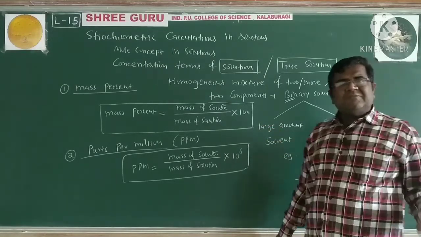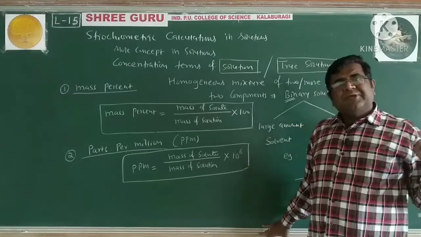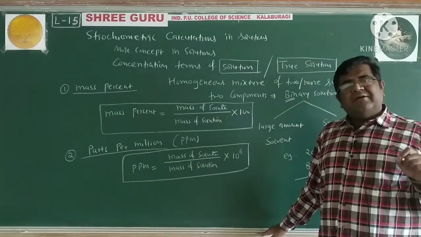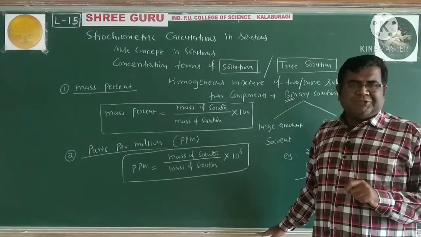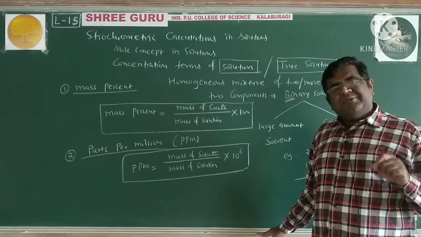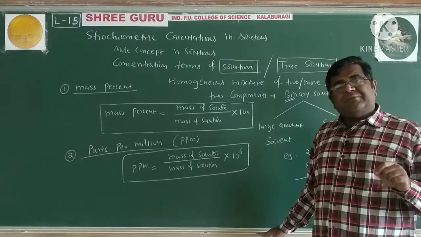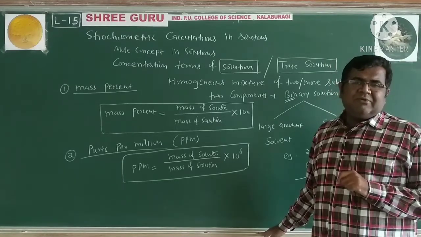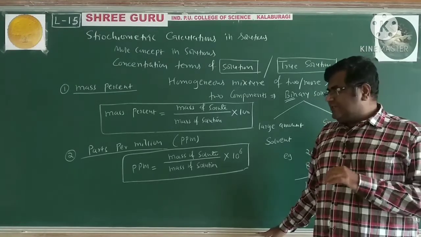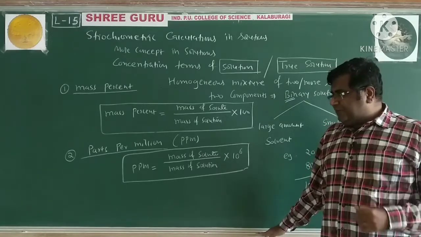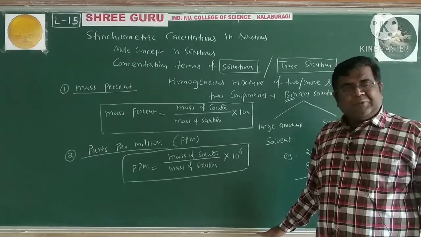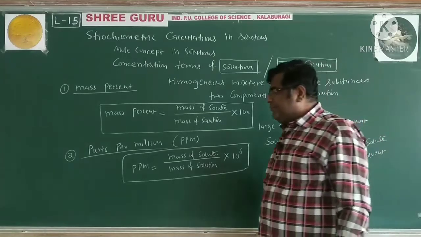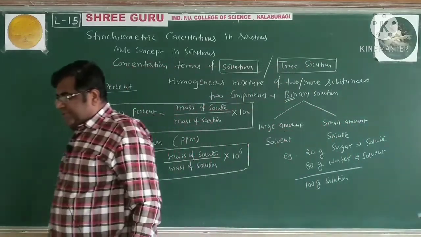Mass percent means mass of solute in 100 gram of solution, and parts per million means mass of solute present in a million gram of solution. So these are the two terms to start with. Formulas are very important because we use them frequently in the calculations.